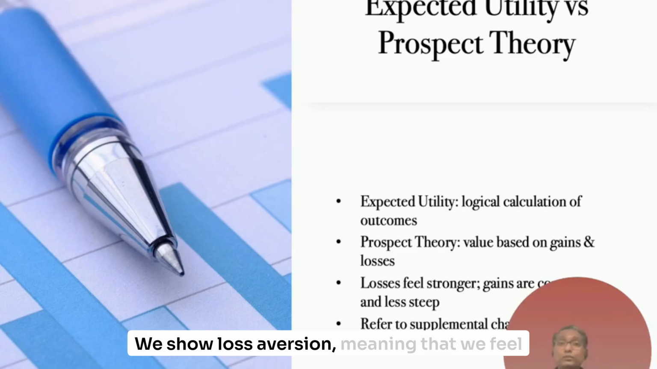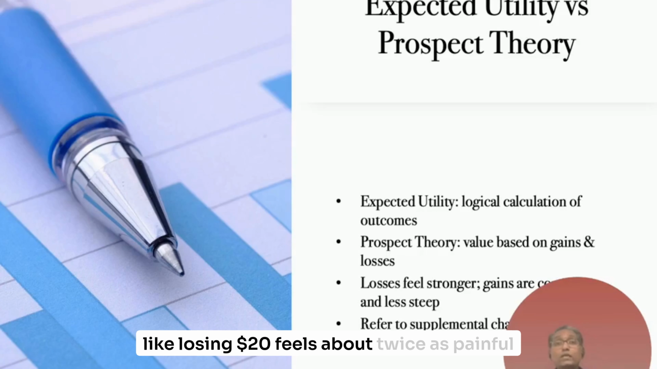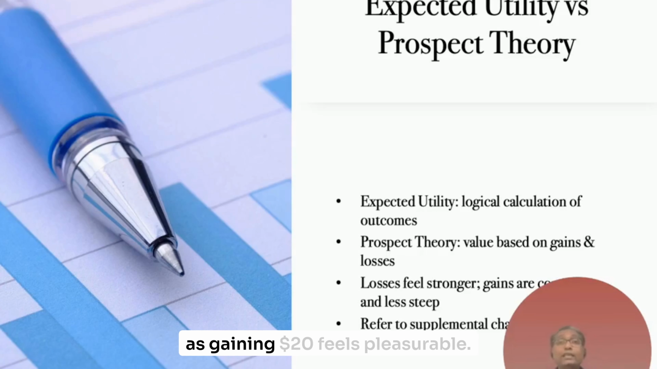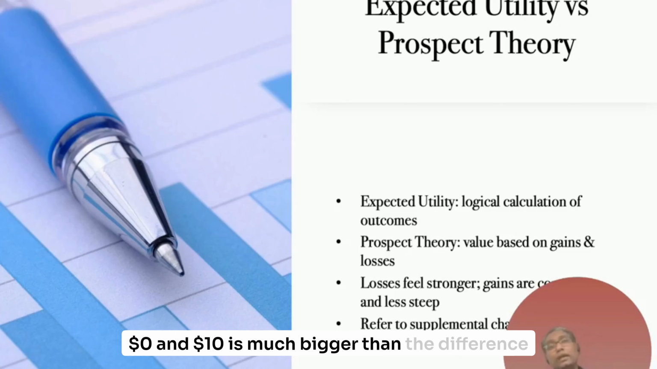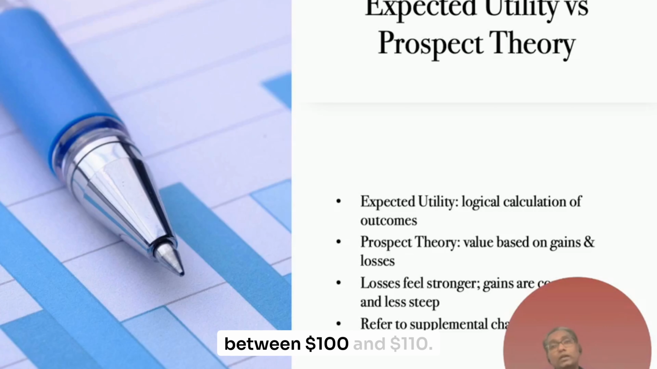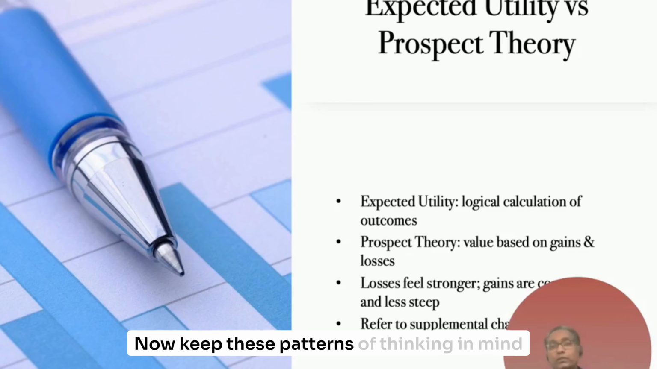Or we show loss aversion, meaning that we feel like losing $20 feels about twice as painful as gaining $20 feels pleasurable. There is the concept of diminishing sensitivity. This is the idea that the difference between $0 and $10 is much bigger than the difference between $100 and $110. Now, keep these patterns of thinking in mind when you weigh study breaks against extra reading time.